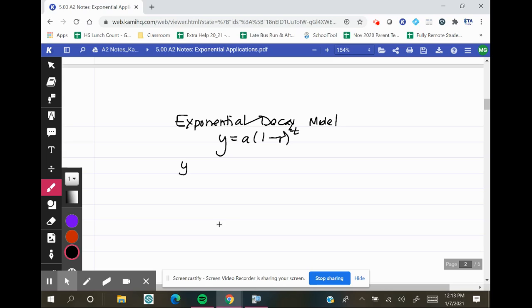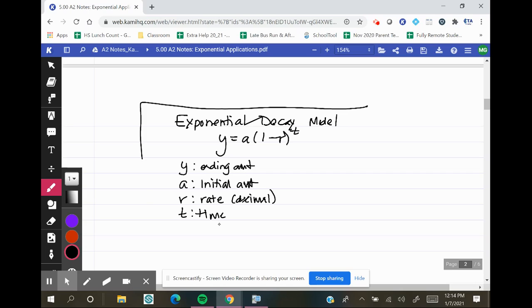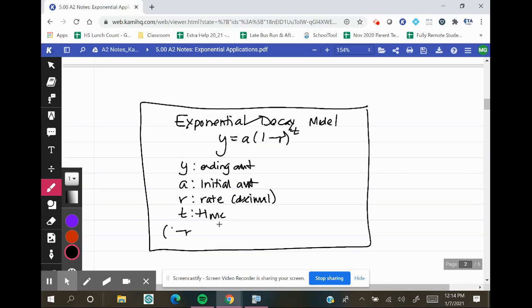So y is the ending amount. A is your initial amount. R is your rate. Again, make sure it's as a decimal. And T is time. And we'll also include in there your decay factor would be 1 minus r.